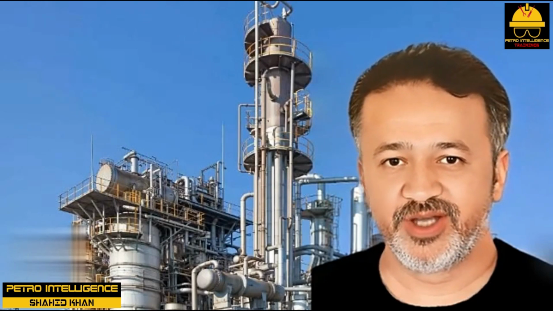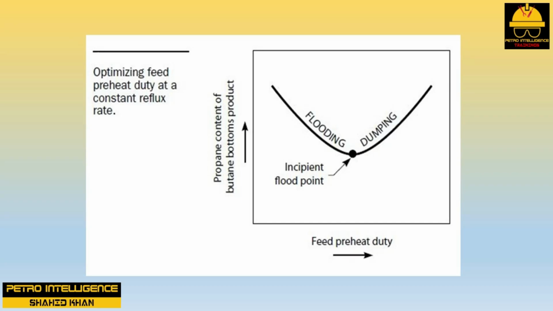If the trays below the feed point were working poorly because they were flooding, increasing feed preheat would improve their fractionation efficiency. If the trays below the feed point were working poorly because they were dumping, increasing feed preheat would reduce their fractionation efficiency. This picture summarizes this effect. If, for this tower, we arbitrarily state that the percent of butane in the overhead propane product is constant, then the feed preheat duty, which minimizes the propane content in the butane bottoms product, represents the optimum preheater duty. This preheater duty corresponds to the incipient flood point.